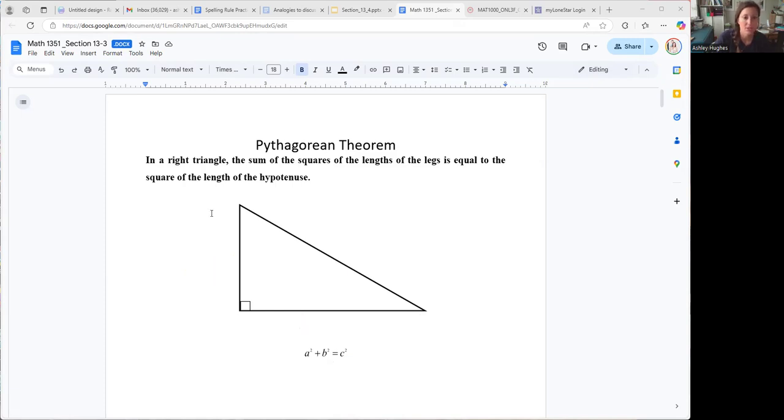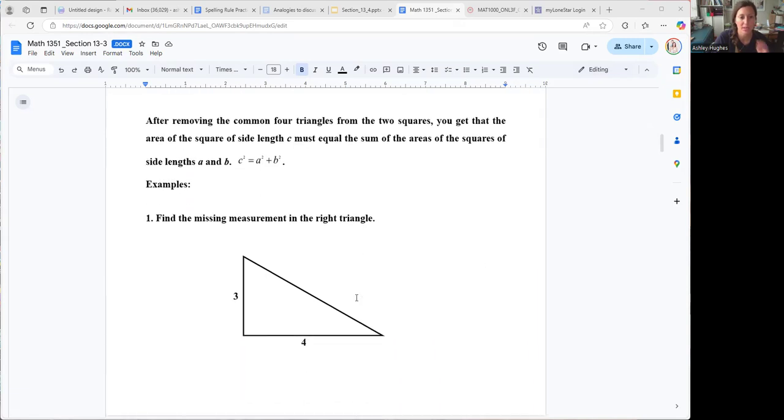So let's jump into the problem. Find the missing side of the right triangle. So let's see how this works out. We're going to do a squared, so 3 squared plus 4 squared. We know that's equal to c squared, this side. This is the side we're trying to find.